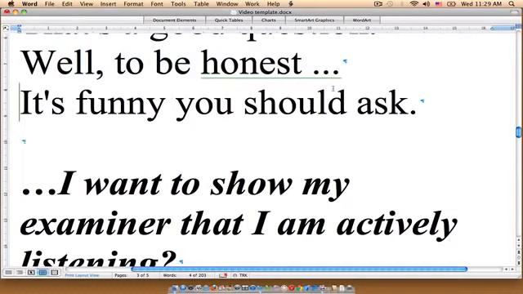It's funny you should ask. Now, this is a phrase that you would probably use if there is some sort of ironic connection between what the examiner is asking you and what it is you are going to respond.